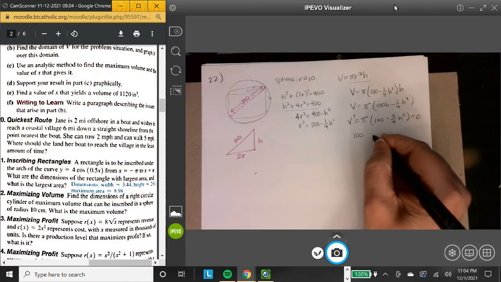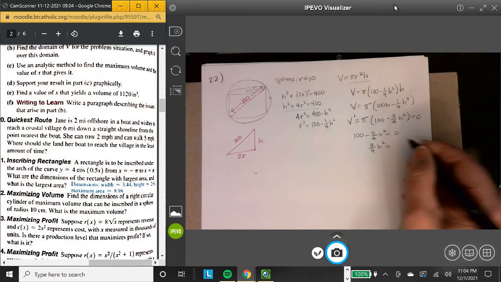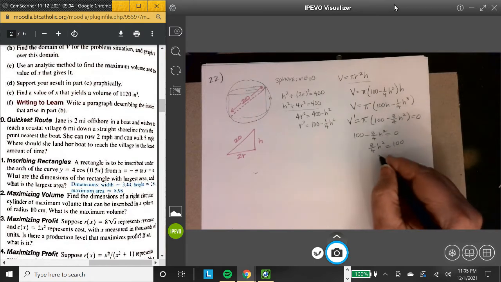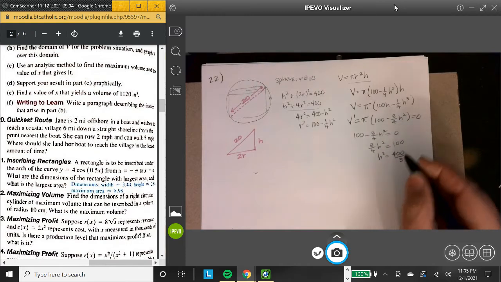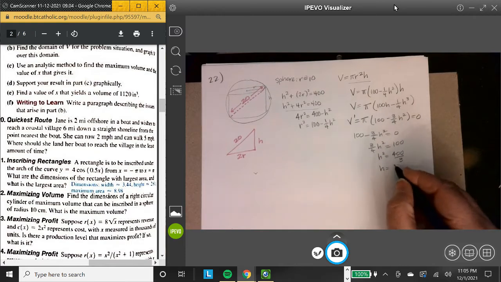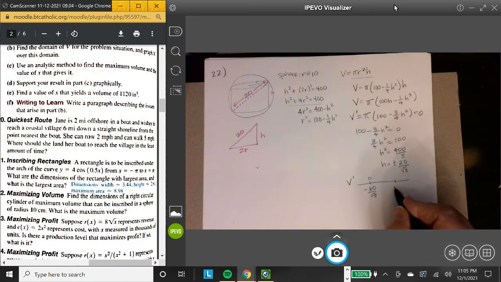I get 100 minus 3/4 h squared equals 0. I get 3/4 h squared equals 100. H squared equals 400 over 3. H equals, the square root of 400 is 20, so it's going to be plus or minus 20 over root 3. If I do a volume prime line, here it is. I'm going to put negative 20 over root 3, and I'm going to put a 20 over root 3, 0.